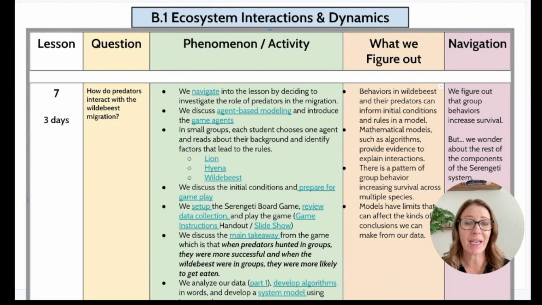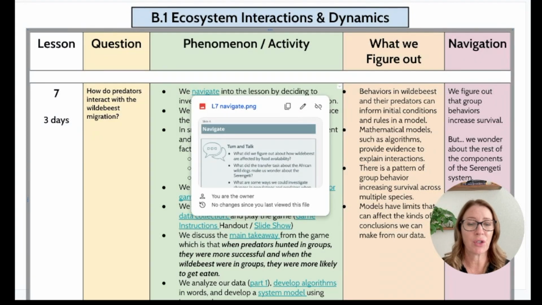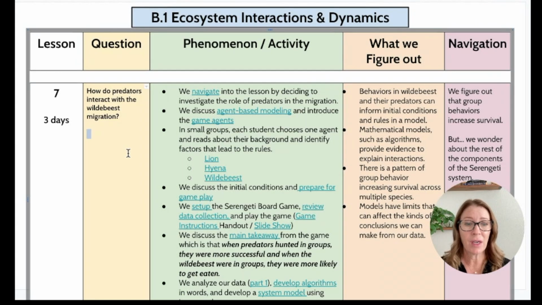First of all, we navigate into the lesson with this slide right here. They turn and talk, and we really navigate into thinking about maybe we should look at other predators as a limiting factor. We looked at food as a limiting factor in Lesson 6, but now we're going to look at predators as a limiting factor. Maybe that is something that is killing off the wildebeest.